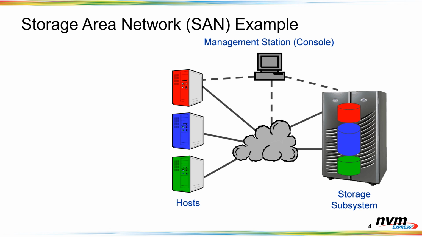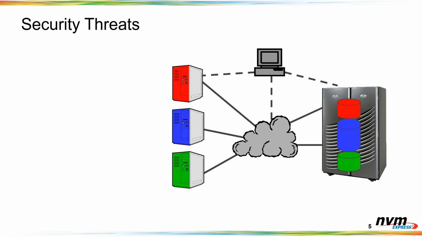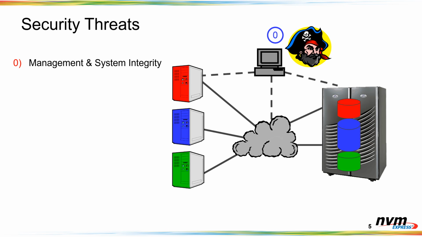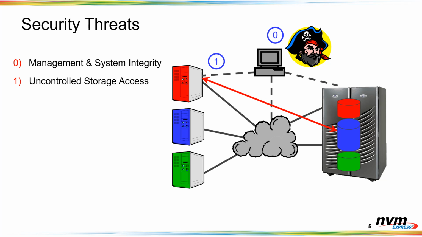So with this as a foundation, let's talk about the security threats to the servers accessing storage over this network or fabric. The first one is management and system integrity. And this is threat number 0, because if you don't get your management console secured, nothing else matters. The second threat is uncontrolled storage access. The red server could go in and just go straight for the blue storage. Not supposed to be able to do that.